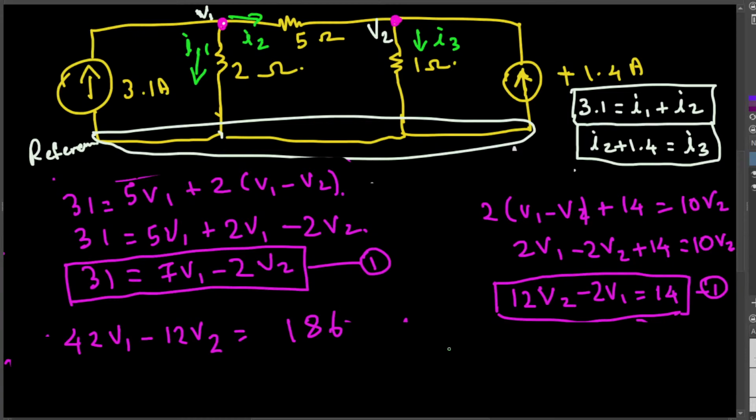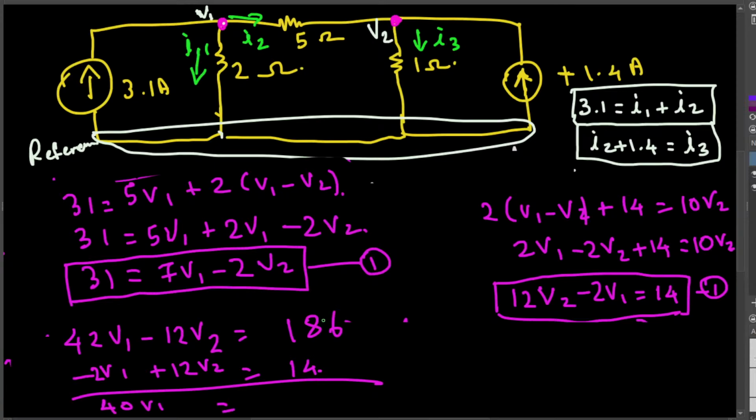Okay, let's add this one with this. This is minus 2v1 and then plus 12v2 plus 14. If I add them together, this is going to be 40v1 equal to 200. So if 40v1 is equal to 200, then v1 is going to be equal to what? 200 divided by 40, that's 5. 5 voltage is the v1.